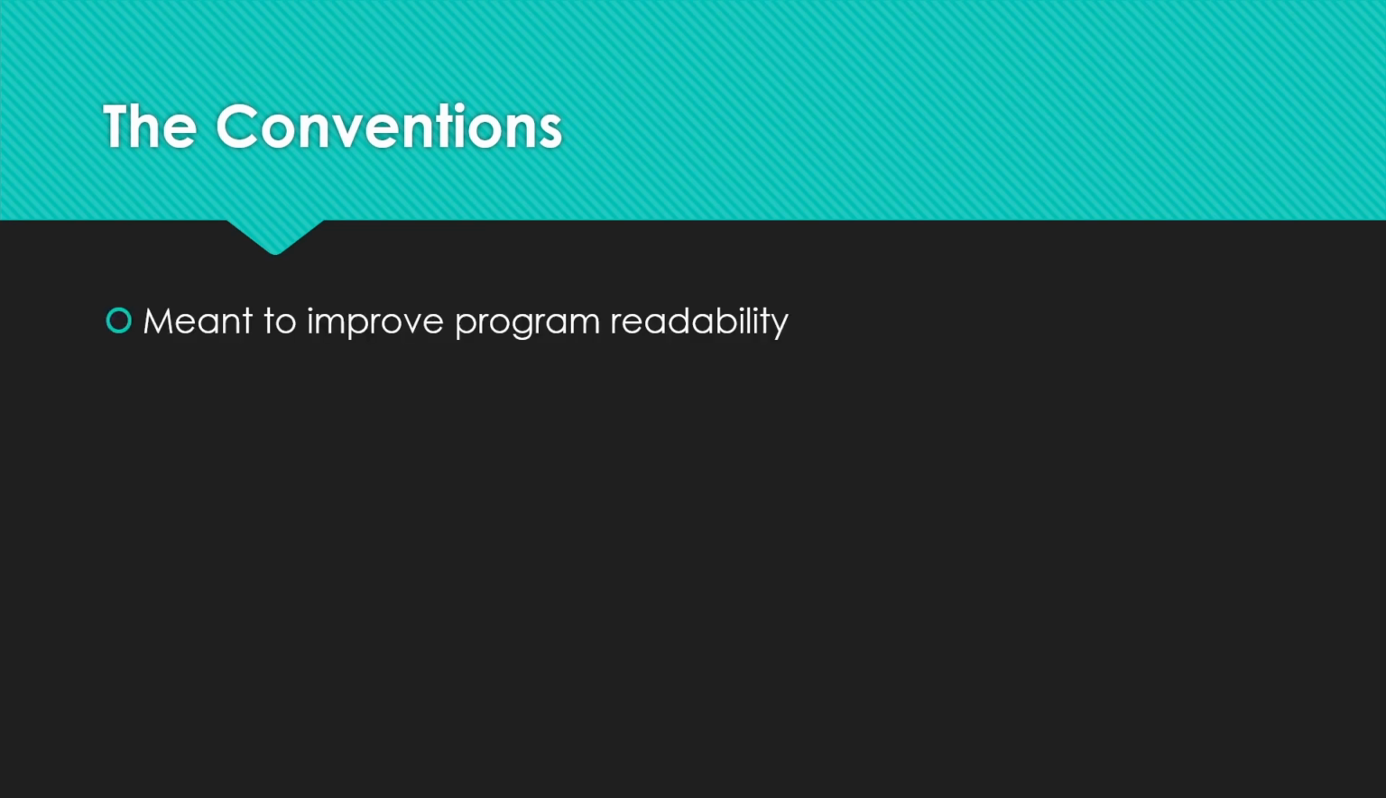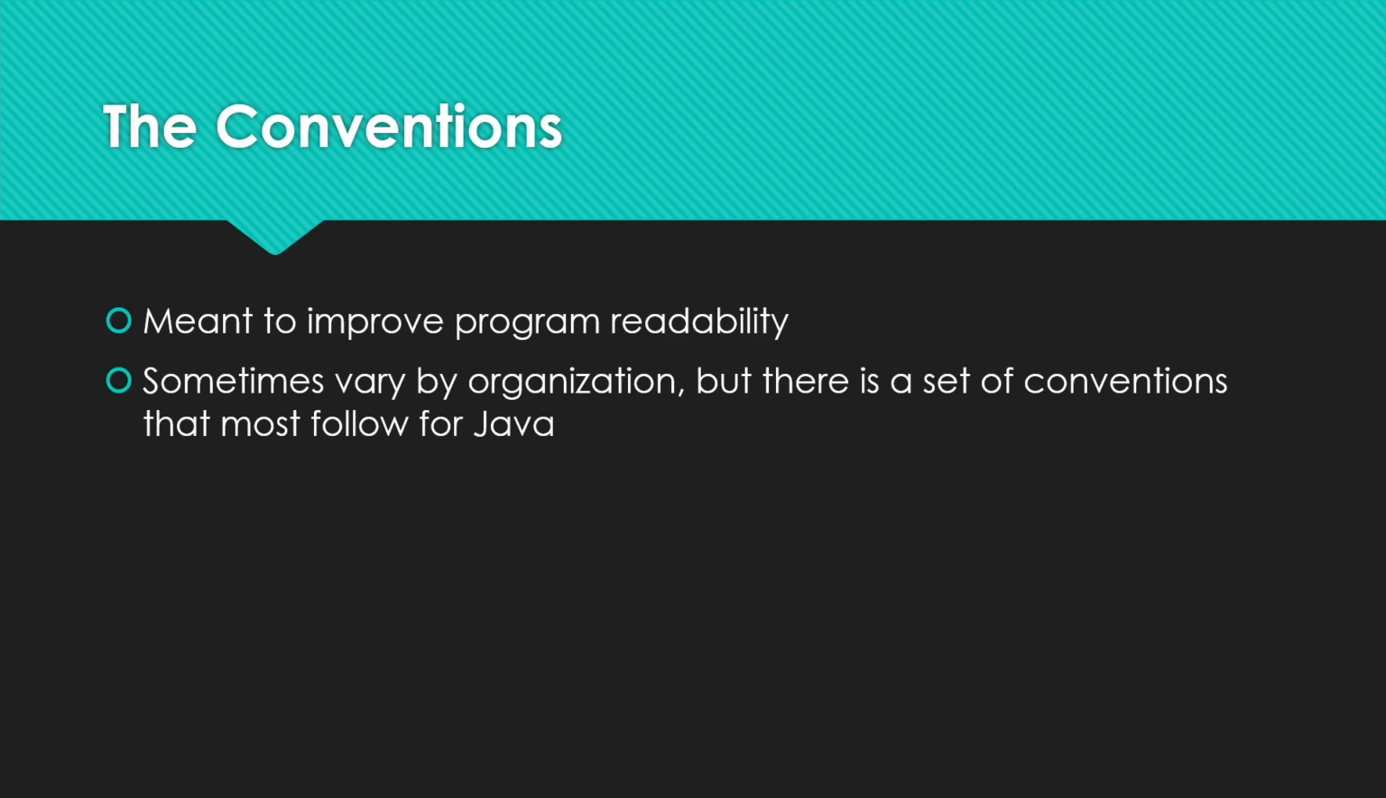And so we have a set of conventions for how to name things that are supposed to help our programs be more readable, because as long as we follow the conventions, and the people who are trying to read our code know the conventions, then they will have an easier time going through and understanding our code. Sometimes these conventions will vary by organization. So if you go out and work in some company using Java, they may have a set of conventions that are a little bit different from the ones we're learning here. But there is a set of conventions that most people do follow for Java, and that's what we're going to talk about here. These conventions are different for different kinds of identifiers.